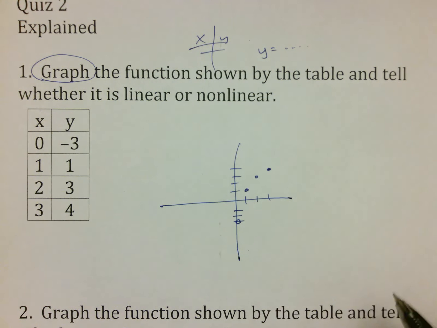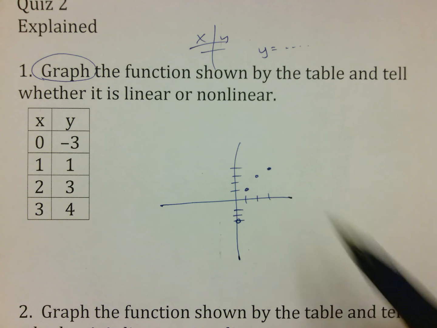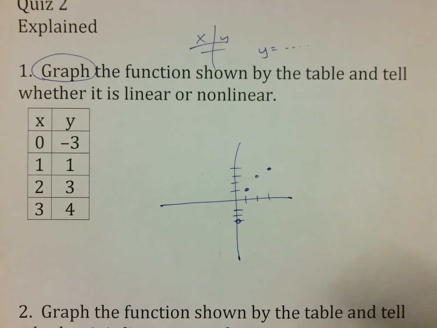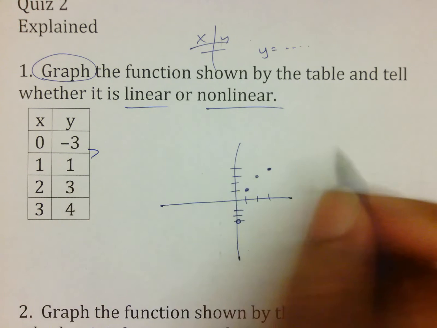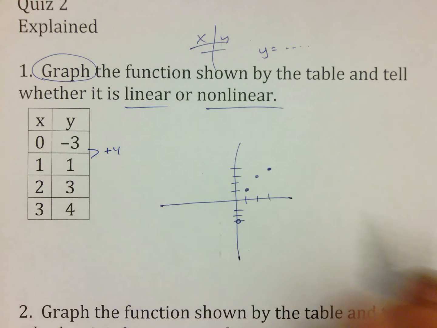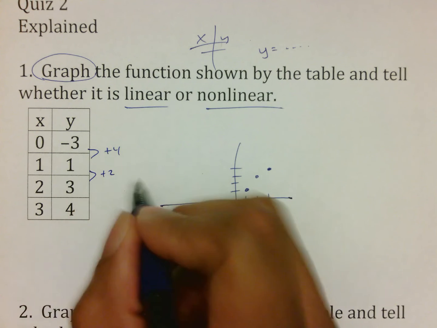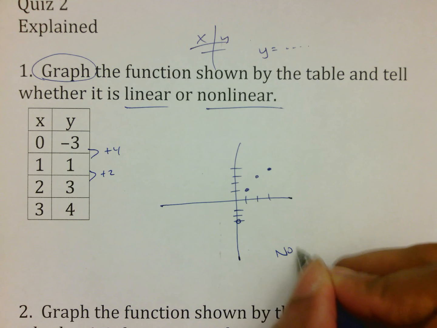I wouldn't call whether it was linear or not from here because for the most part, as we know, our graphs are imperfect. We really don't know how straight these lines are. You're supposed to do linear versus nonlinear by just looking here. From -3 to 1 is +4. From 1 to 3 is +2. Once I see two different numbers, I know that this is nonlinear.